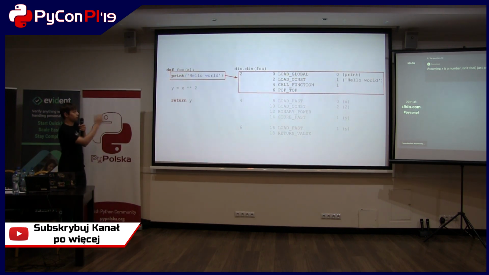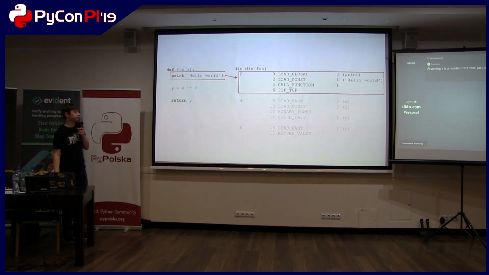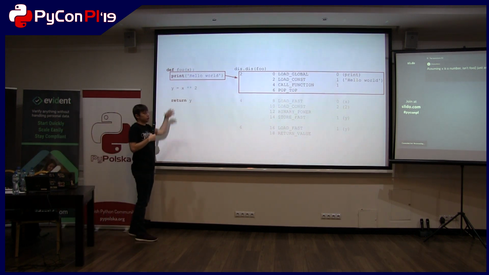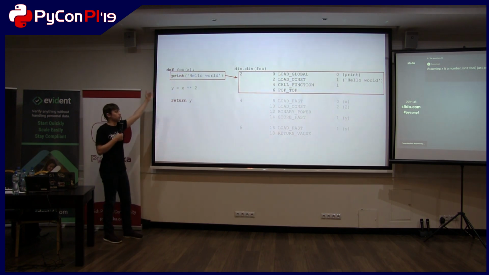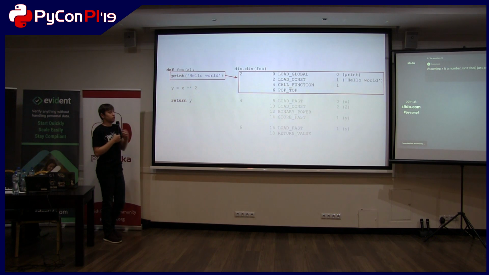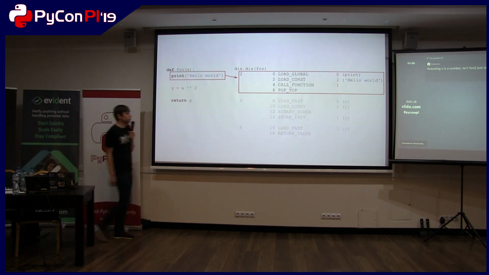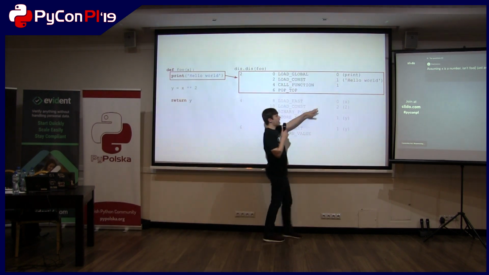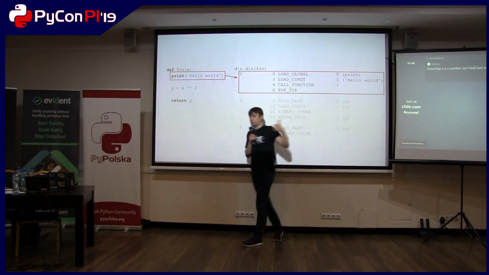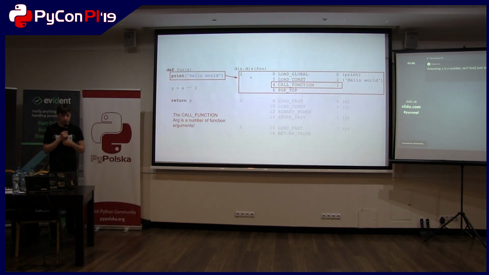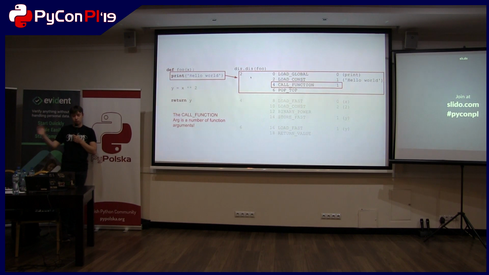But yeah, that was the whole file. So we do load global of print, because print is just a global, you can change it. You can override print with another print function. And then we load the const of the string. Then we call the function, and this call function has an argument of 1. This means that there is just one argument being passed into this function. So the argument of this opcode call function is just the number of function arguments.